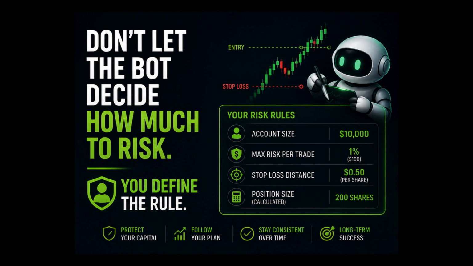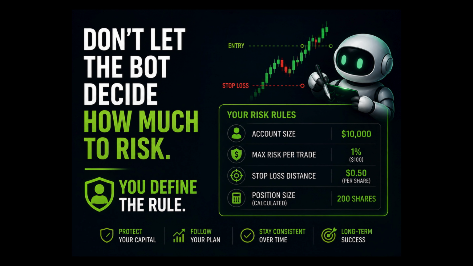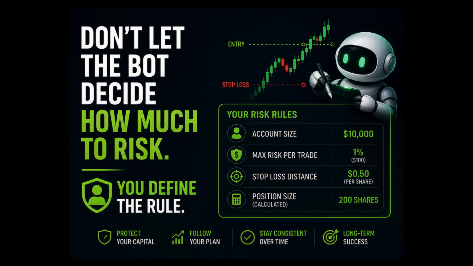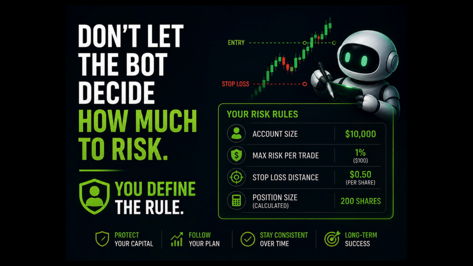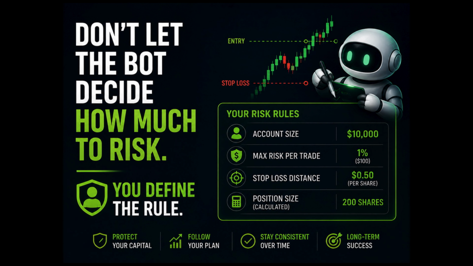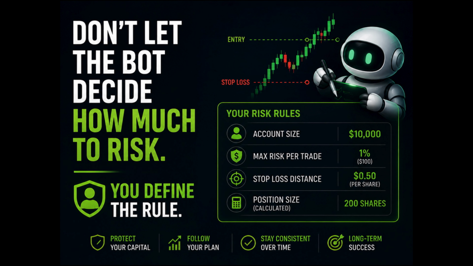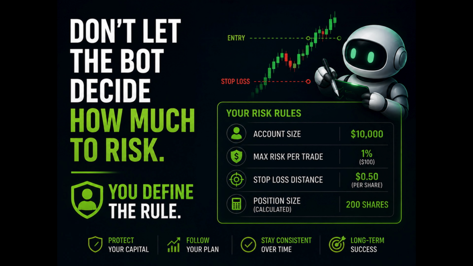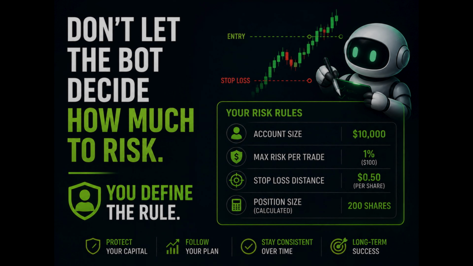Next comes position size. This tells the bot how much to trade. For example, instead of risking your entire account on one trade, you define a maximum amount you are willing to lose. The bot calculates the position size based on your stop distance. This is where strategy becomes risk management.